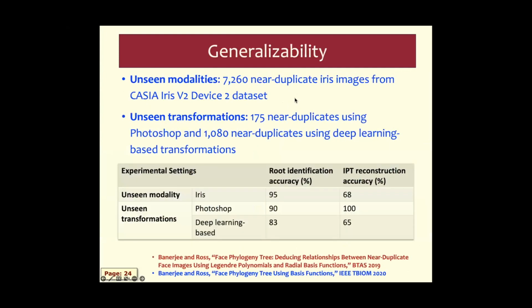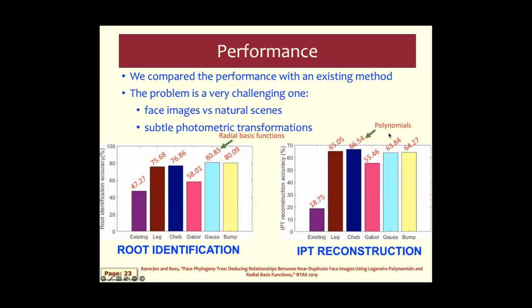Now I can use the word surprising correctly. Surprisingly, this technique also works on unseen modalities. In other words, you can train your algorithm on face images and then test it on iris images or even fingerprint images. The reason being, it is only trying to model the photometric transformation, not necessarily the content of the image as far as the modality is concerned. So for example, using the likelihood parameters, namely the forward and the reverse probability distributions on face, and then applying it on iris, actually results in a root identification accuracy of 95% in the context of iris, and the IPT reconstruction accuracy 68%, which is very similar to what we had previously when we trained on face and tested on face.